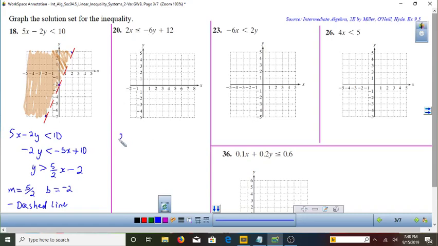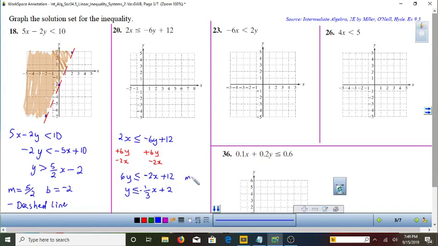Once again, we're going to solve for y. 2x is less than or equal to -6y plus 12. To solve for y, I'm going to add 6y to both sides, and I'm going to subtract 2x from both sides. And what that will do is give me 6y is less than or equal to -2x plus 12. And then when I divide by +6, I just keep the inequality. So I get y is less than or equal to -2 over 6, which is -1/3 x plus 2. So we know then that the slope is -1/3 and the y-intercept is 2.